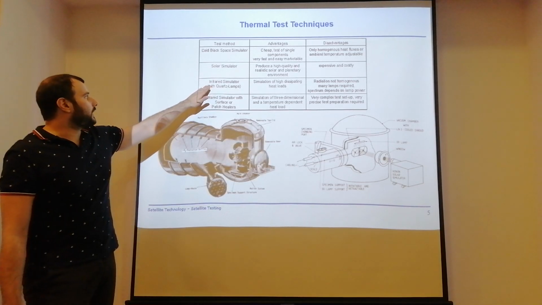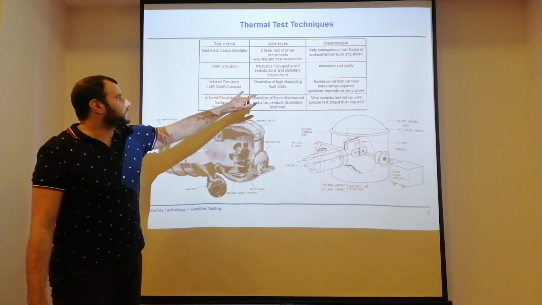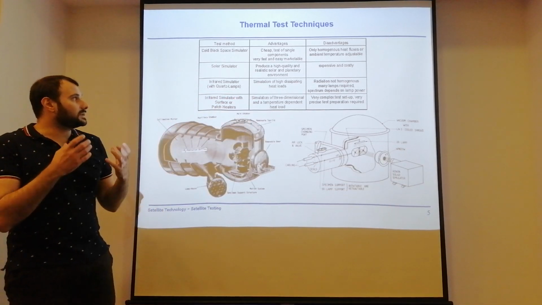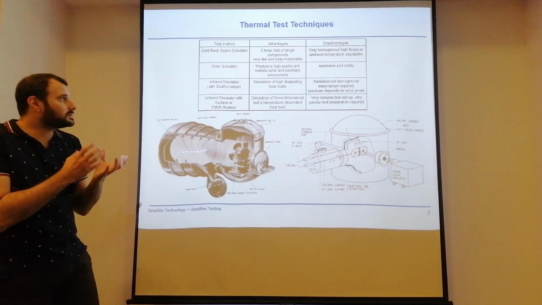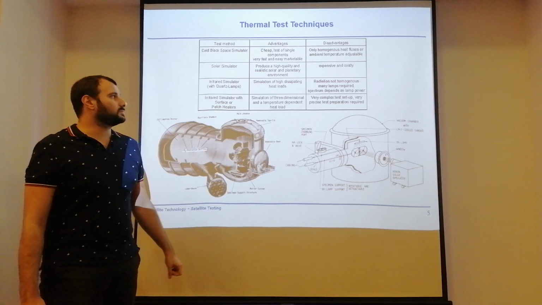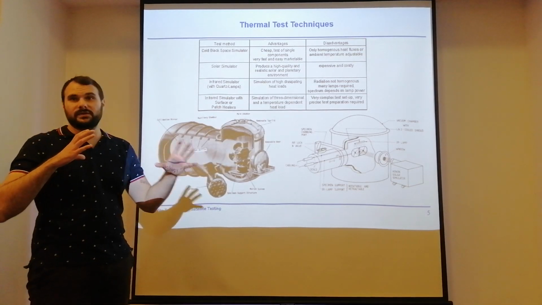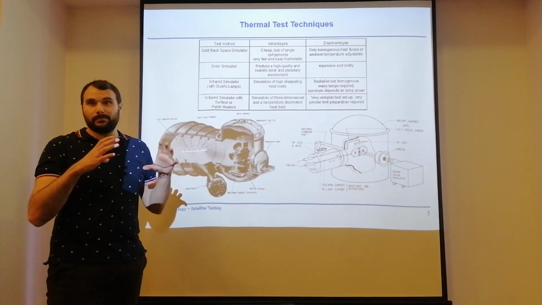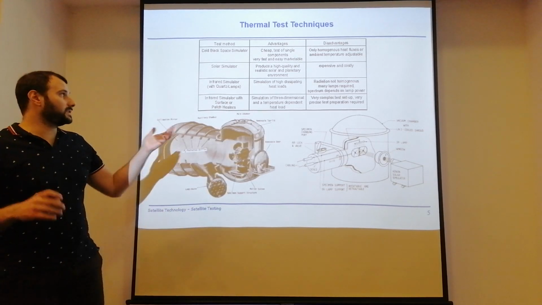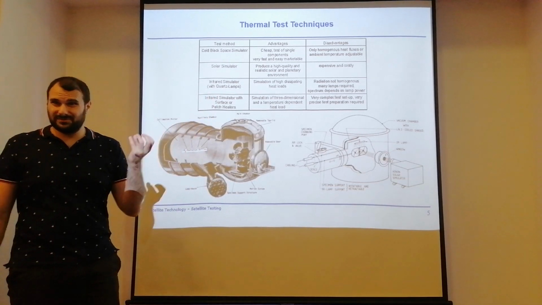Another category are the infrared simulators using quartz lamps, and with this you can simulate the highly dissipating heat loads into the system, but the radiation again is not homogeneous because you have many separate lamps, and the spectrum really depends on the lamp power you use there. So imagine you want to have the infrared energy from the sun, you want to simulate that.